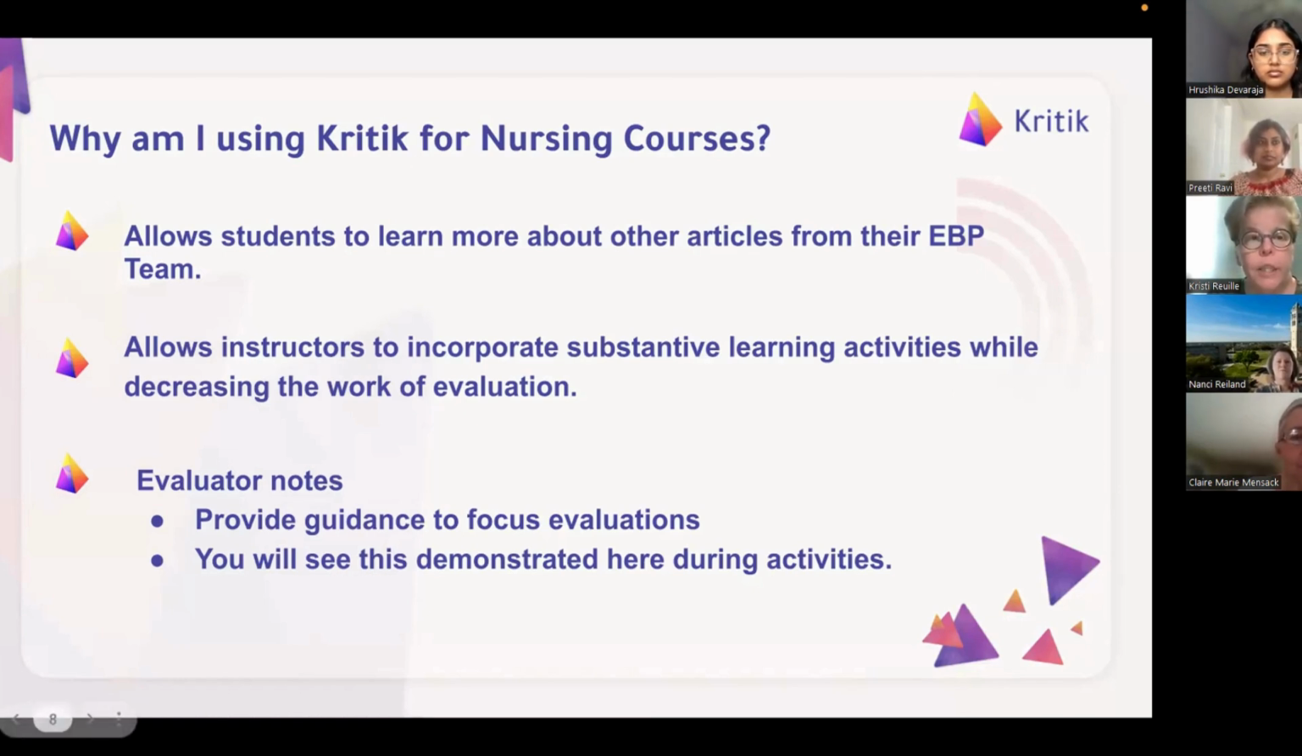And then it also allows me to have more substantial learning activities while decreasing the work of evaluation.